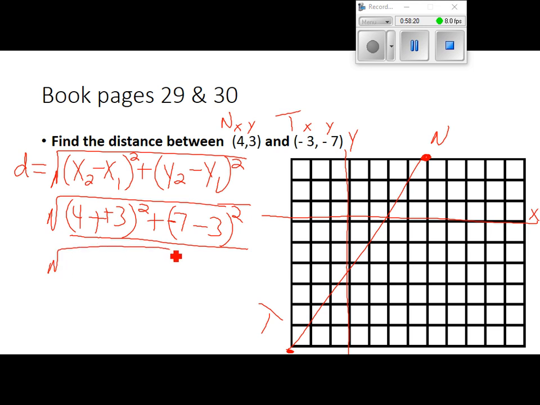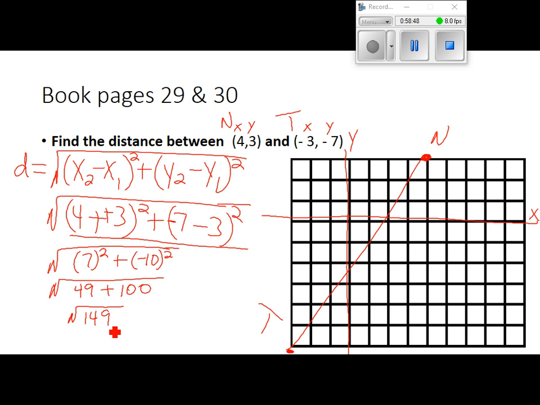4 plus 3 I know is 7. Negative 7 and negative 3 is negative 10. 7 squared is 49. Negative 10 squared, that means negative 10 times negative 10, that's 100. I add those two together and I get 149.